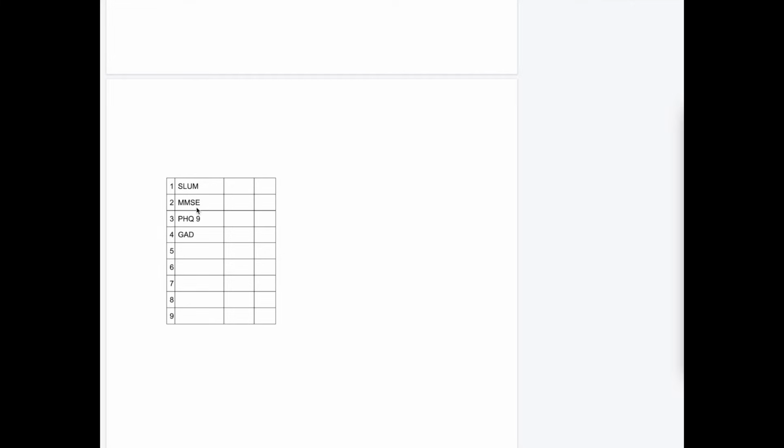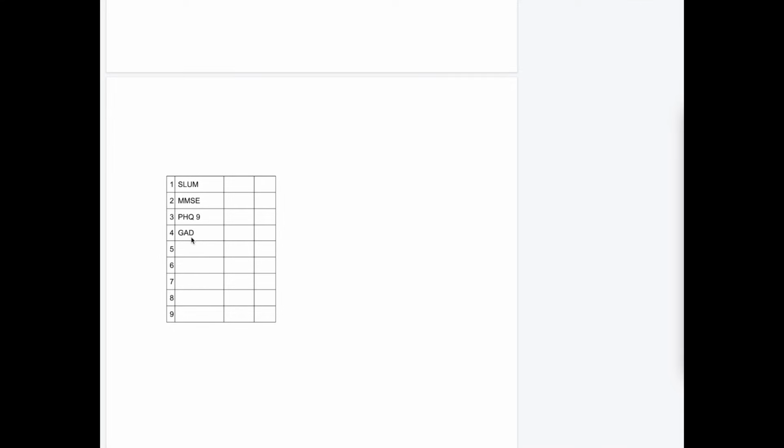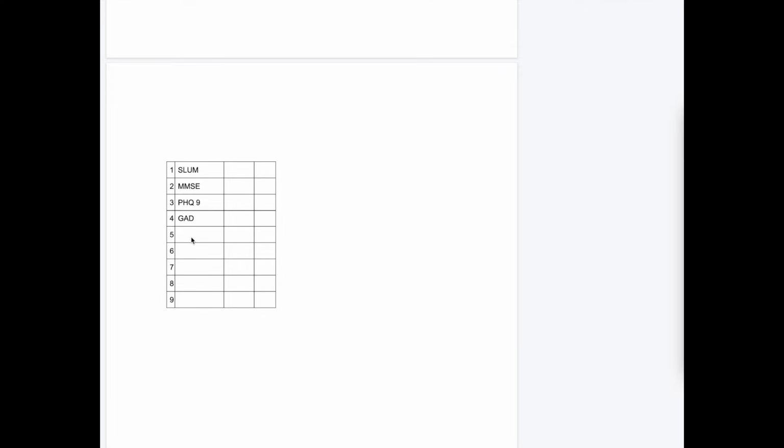PHQ-9. Okay, that is for depression. GAD. Once you know GAD, you can figure out the first 4 scales. The second one, now we go in and say SLUM, and then you say to yourself, okay, there are other categories, and the depression scale is HAM-D. HAM-D and HAM-A. So HAM-D is for depression, and HAM-A is for anxiety. Those are the 2 scales.